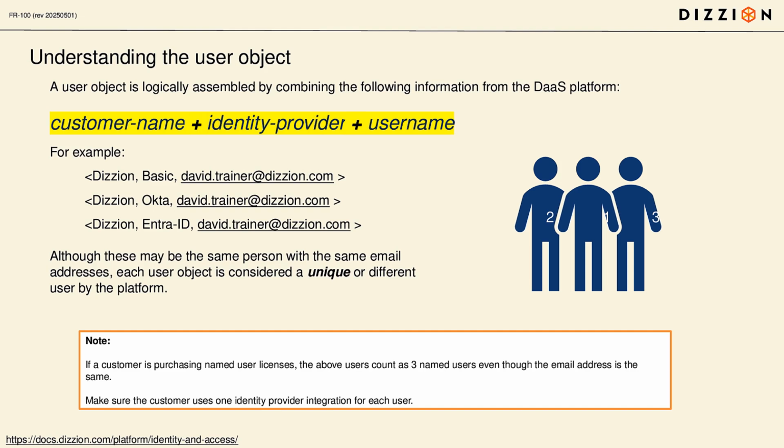Second, the roaming user profile for non-persistent or the volume for persistent will be uniquely mapped for each user object. So if David logs in using Okta, his desktop data will not be the same as when he logs in with Entra ID. This is typically not a desired behavior for most customer end users.